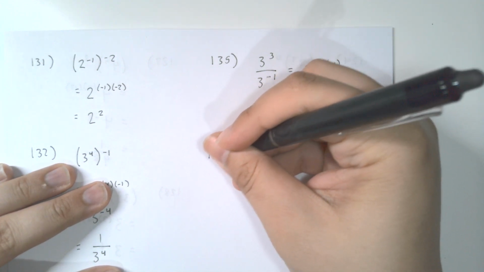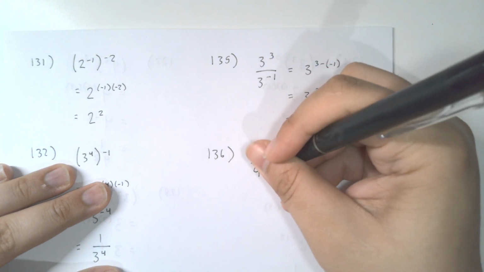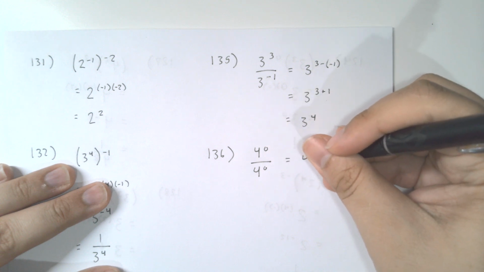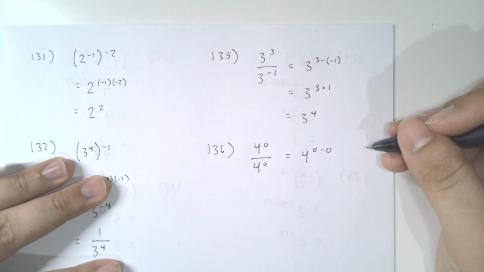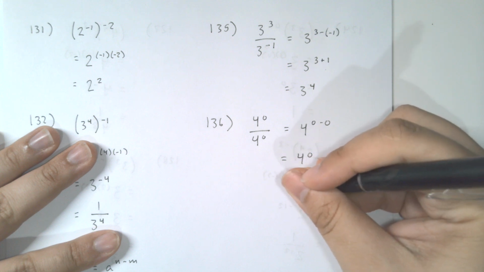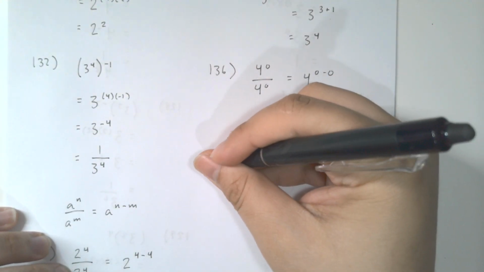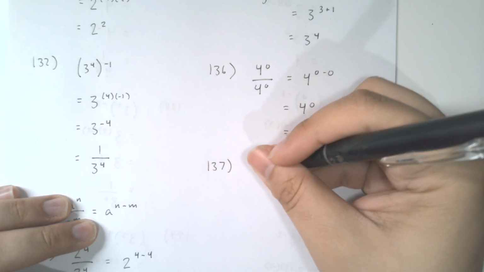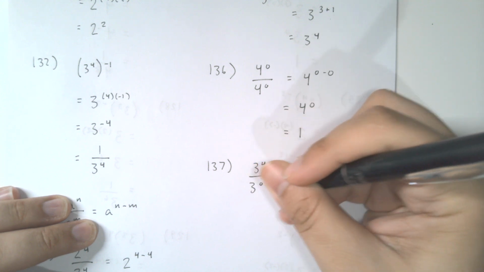For number 136, we have 4 to the 0th over 4 to the 0th. This means we have 4 to the power of 0 minus 0. 0 minus 0 is 0, so we have 4 to the 0th, which we can simplify as 1. For number 137, the one that I confused with 135, we have 3 to the 4th over 3 to the 0th.